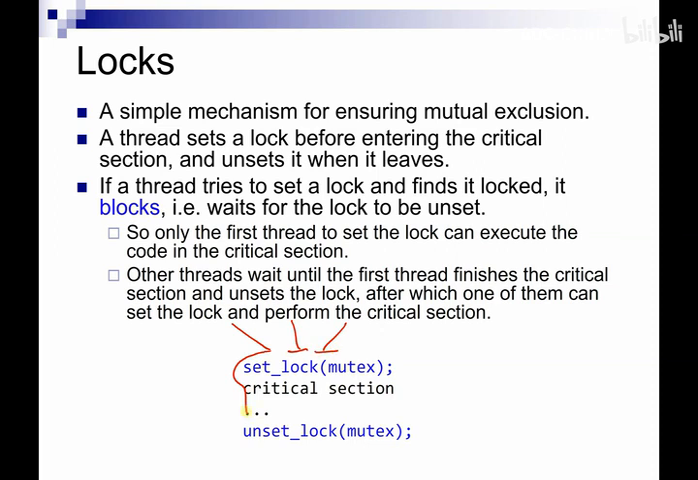Eventually this thread is going to finish, and it's going to unset the lock. Once the lock is unset, these two waiting threads can again compete to get the lock. One of them gets the lock, let's say the third thread over here, and then it can go into the critical section, but then thread 2 is again blocked. This way we always have just one thread at a time in the critical section.